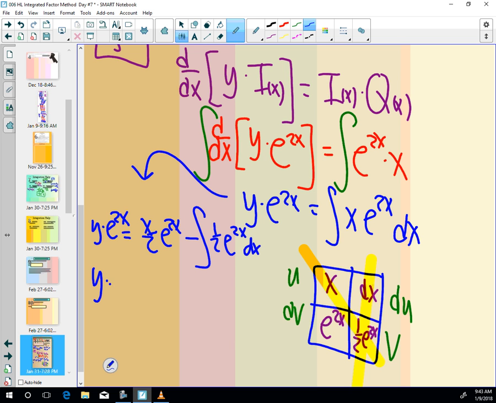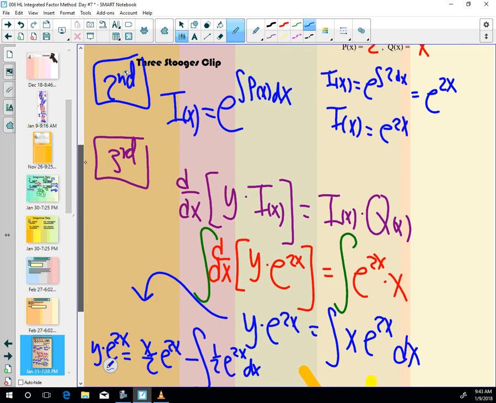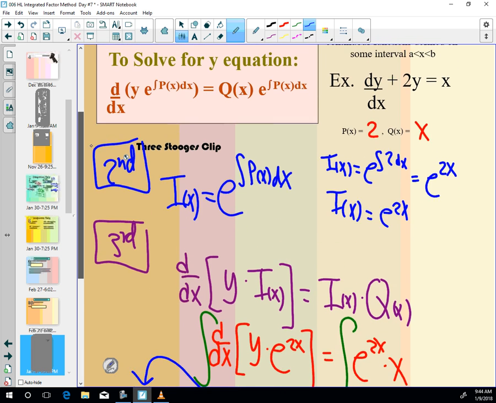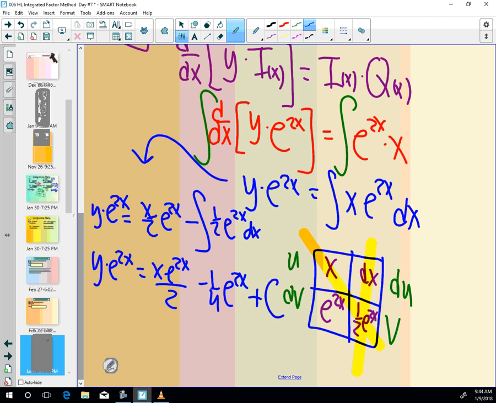So you have y times e to the 2x, you have x e to the 2x over 2. This is going to be 1/2. You're going to need a 2, so this is actually going to be 1/4 e to the 2x plus c. There, Kurt, is your plus c. And then, if they gave you a point, which they didn't, we could simplify this.